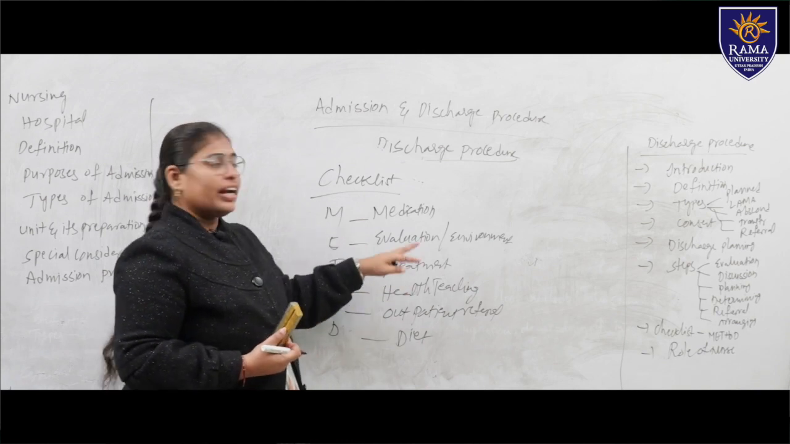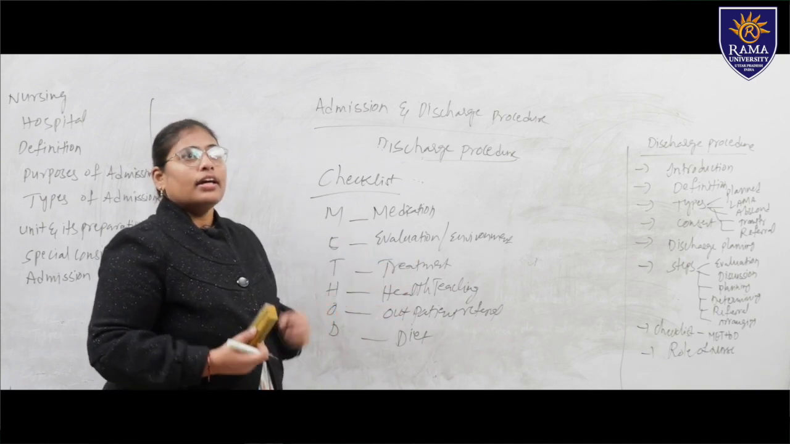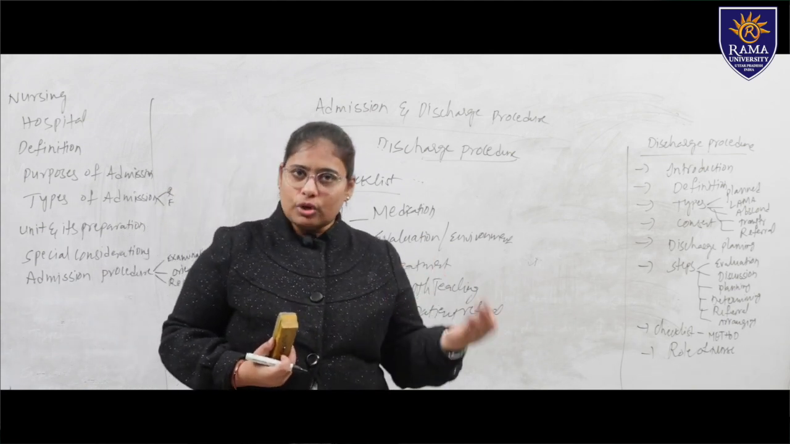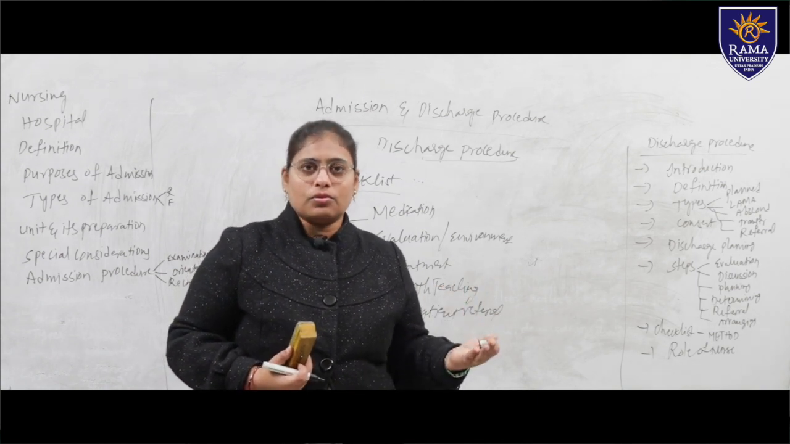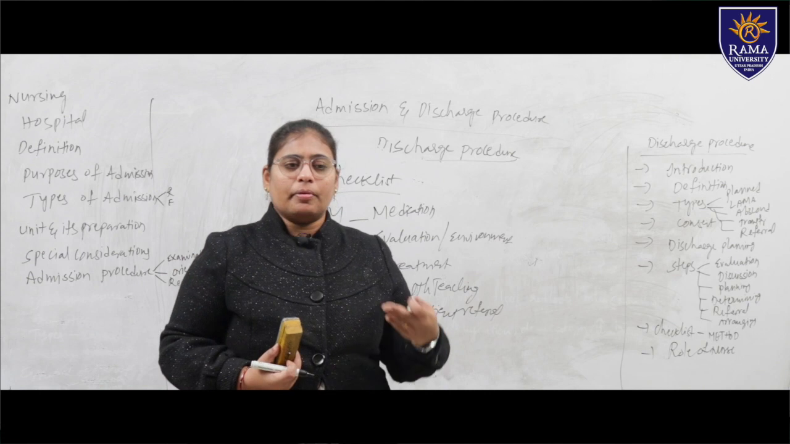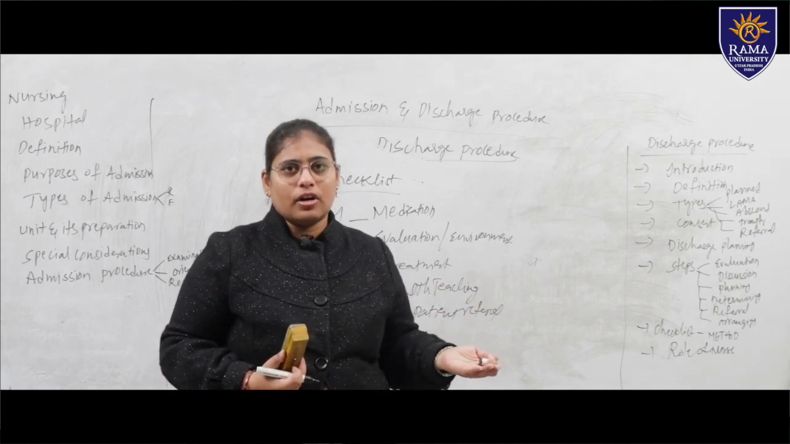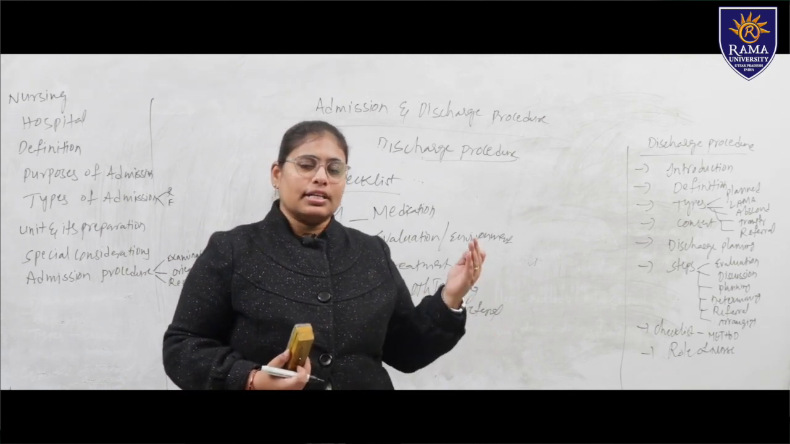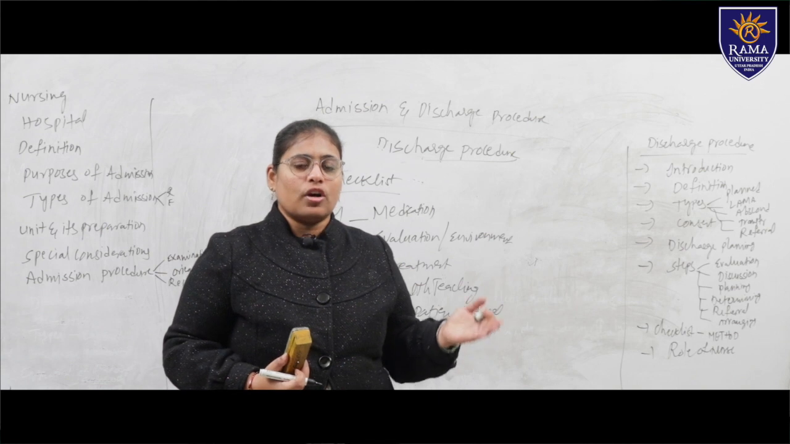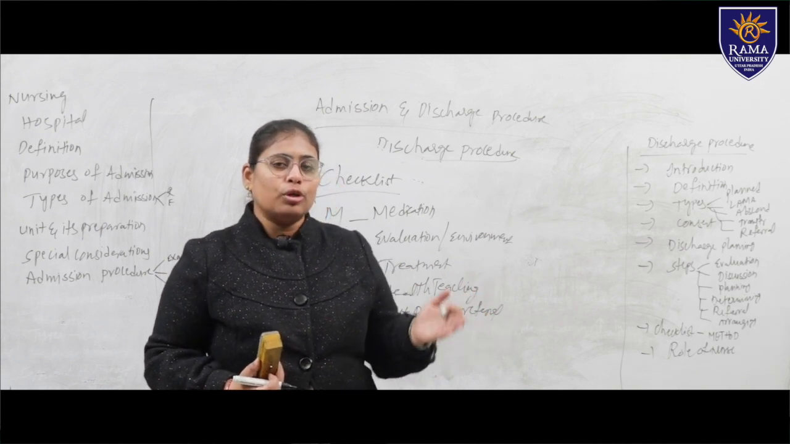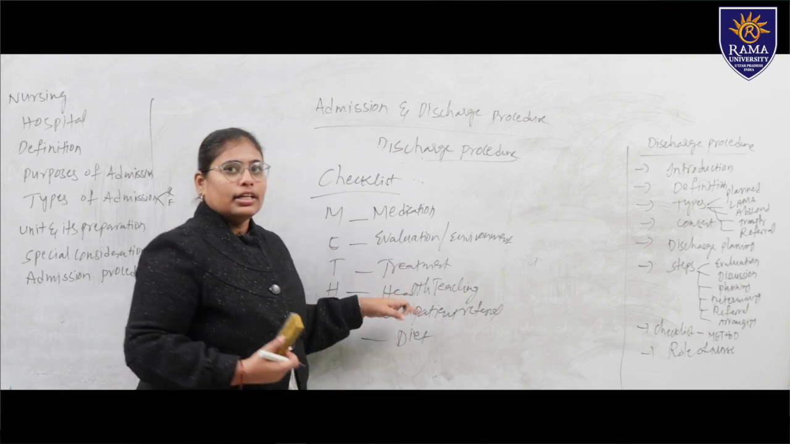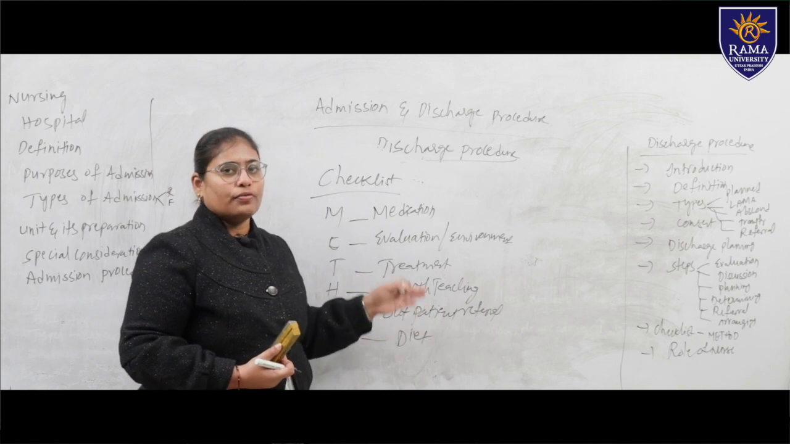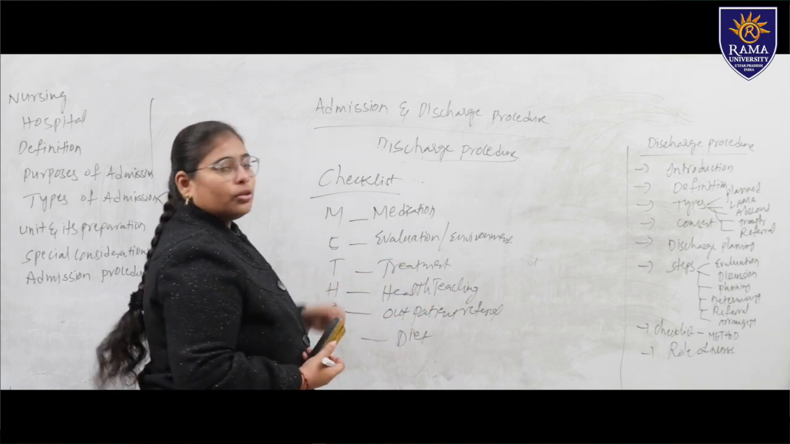Then evaluation and environment. Environment means where the patient is going to stay at home, whether the environment is good, how the family members are feeling, and whether they can afford it or not. One more point is whether he is emotionally strong and stable, and whether he is able to take care of himself or not. Then treatment plan means we have to explain the whole treatment plan to the patient and tell the patient to follow it.